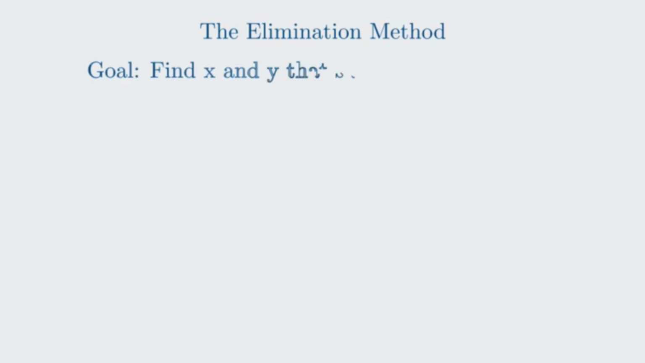Hello, today we're going to learn a powerful method for solving systems of linear equations. This method is called the elimination method. By the end of this video, you will be able to solve a system of two linear equations with two variables using elimination. Our goal is to find the values of x and y that make both equations true at the same time. Let's look at the system we'll be working with today.